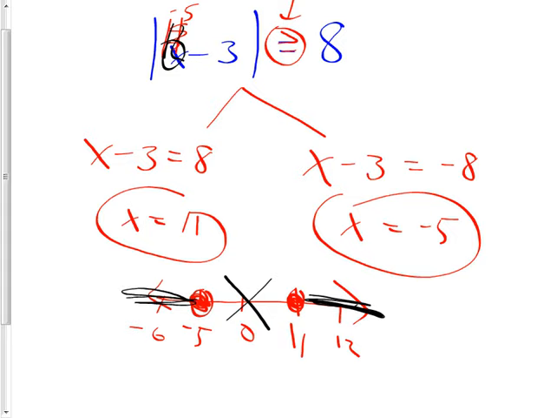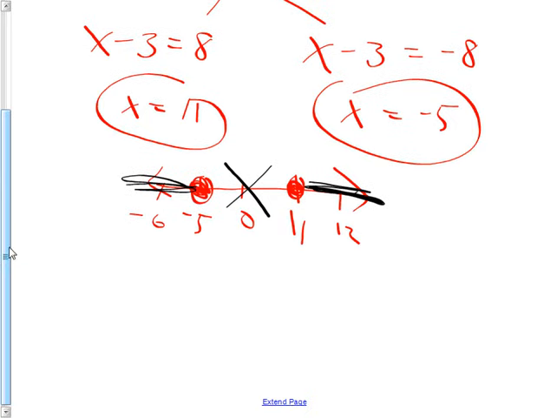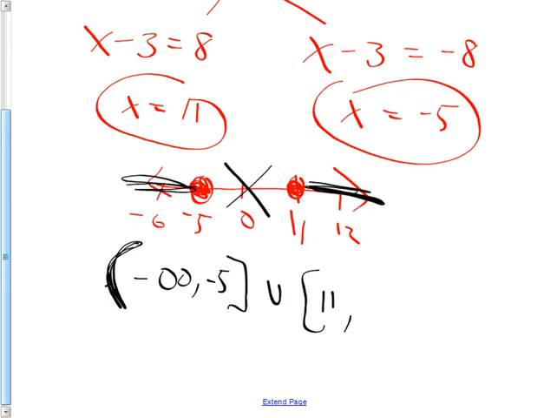Your final answer, if you forgot, you have to write it this way. Negative infinity to negative 5, bracket, curve on the infinity. Always a curve on the infinities. Bracket 11, infinity, curve. Raise your hand if you had that one right.